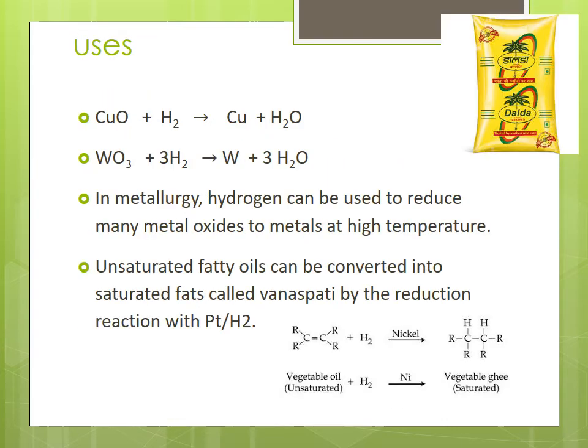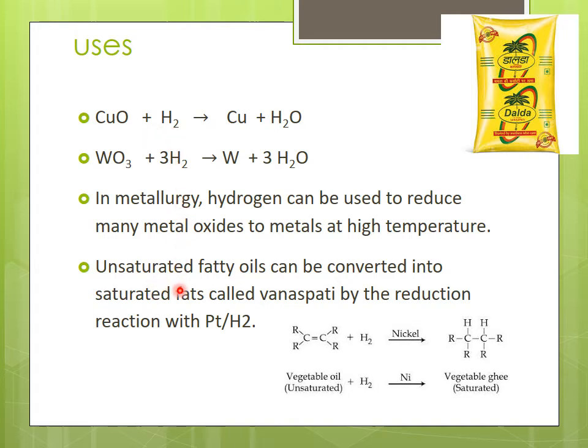Another important use is in metallurgy. Hydrogen can be used to reduce many metal oxides to metal at high temperature. The metal oxides here are copper oxide and tungsten oxide. When these oxides are treated with hydrogen, the hydrogen takes away the oxygen and gives you copper and tungsten. The byproduct will be the water molecule. Metallurgy is the process of extraction as well as purification of metal from the ore. In that process we can use hydrogen, and hydrogen acts as a reducing agent.